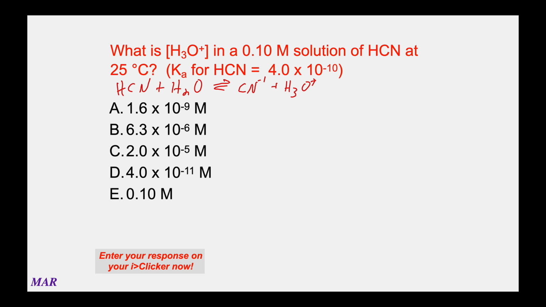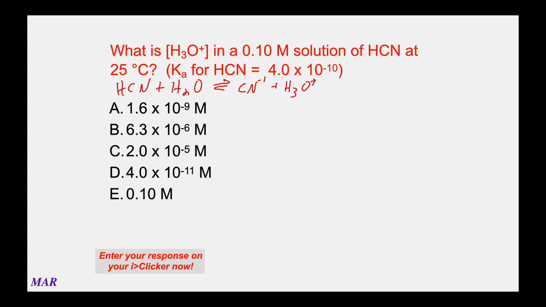Totally fine. However, you can also make it a lot easier on yourself because 0.10 minus X is basically going to be equal to 0.10. We talked about in lecture how if 100 times K is less than C, you can totally do that. And 100 times Ka, 4.0 times 10 to the minus 10th, is 4.0 times 10 to the minus 8th. And that's a heck of a lot smaller than 0.10. So knowing that, you can ignore that minus X by the 0.1, and hydronium will equal square root Ka times Ca.